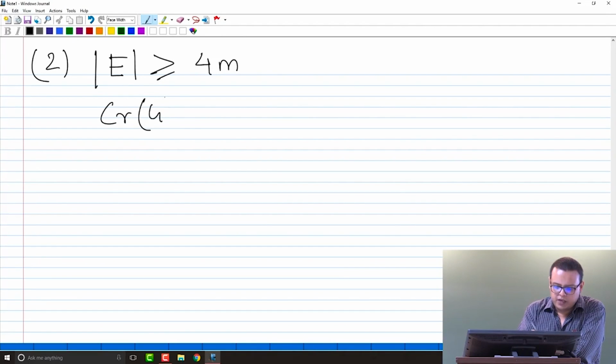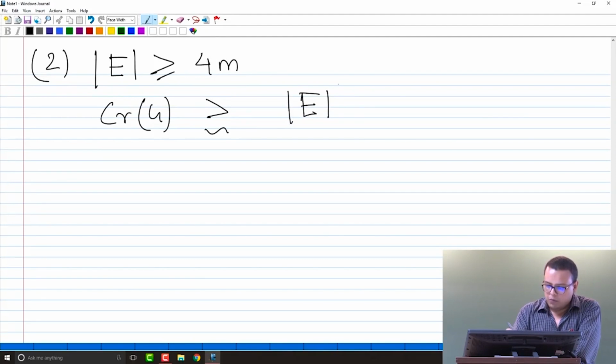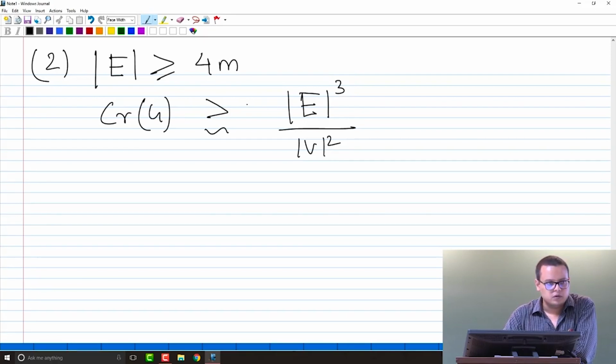The crossing number of G is, up to a constant, greater than or equal to the number of edges cubed divided by the number of vertices squared. I have written this because I am ignoring the constant factors. But first observe this. In the way we have drawn this graph, how many maximum crossings can we have?